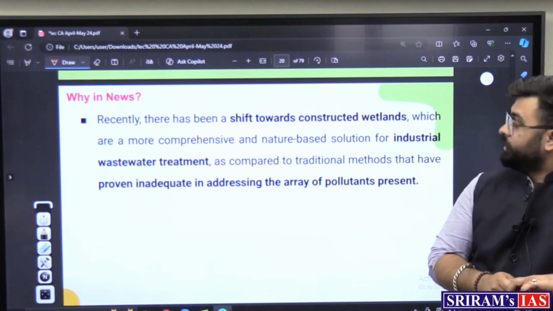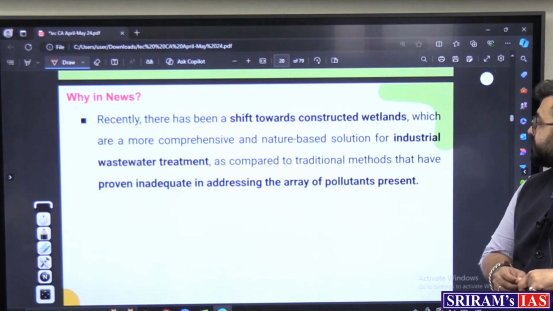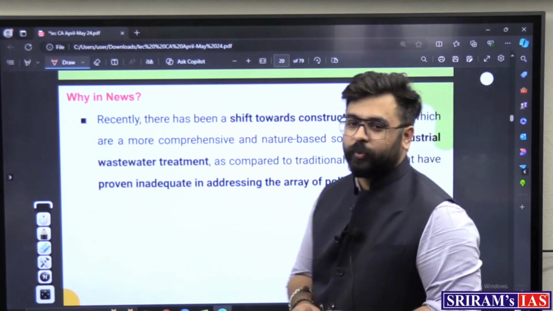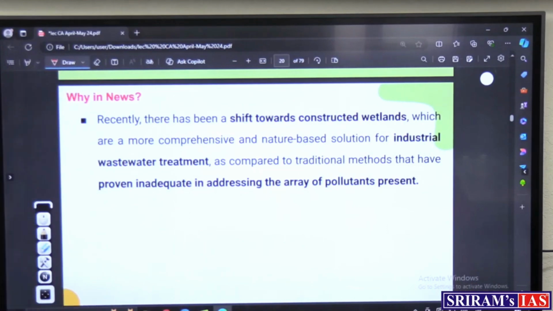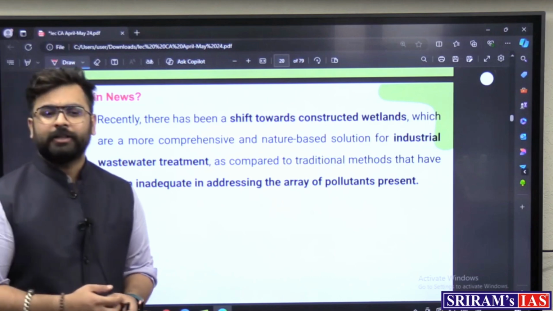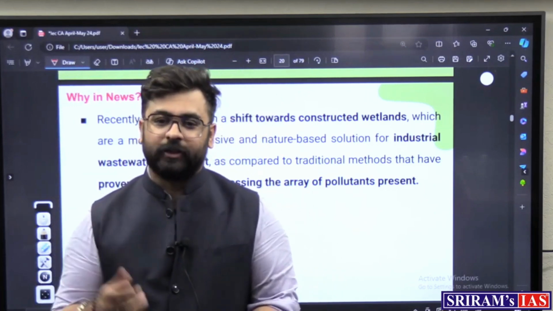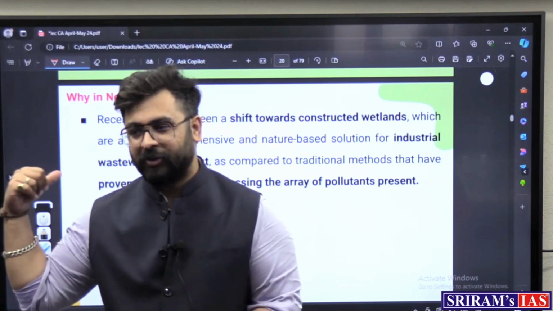Recently there has been a shift towards constructed wetlands, which are a more comprehensive, nature based solution for industrial wastewater treatment. In 2022 there was a question in prelims. What do we call the lungs of the earth? Amazon forest is referred to, or generally the forests are referred to as the lungs of the earth. And then what are the kidneys of the earth? This was the question, and the answer is wetland.